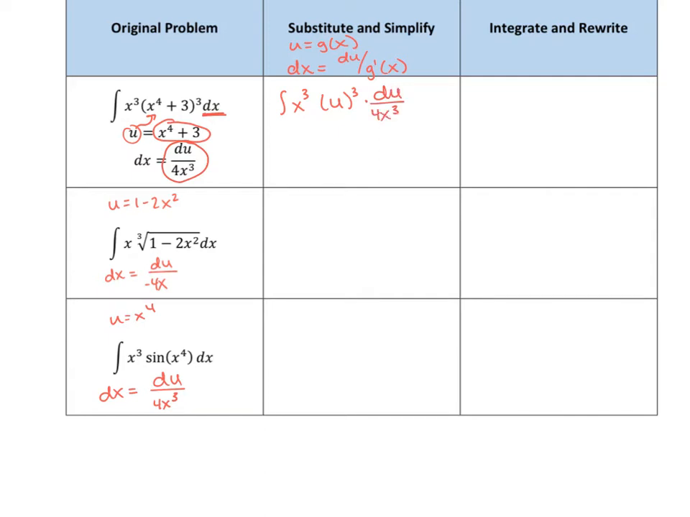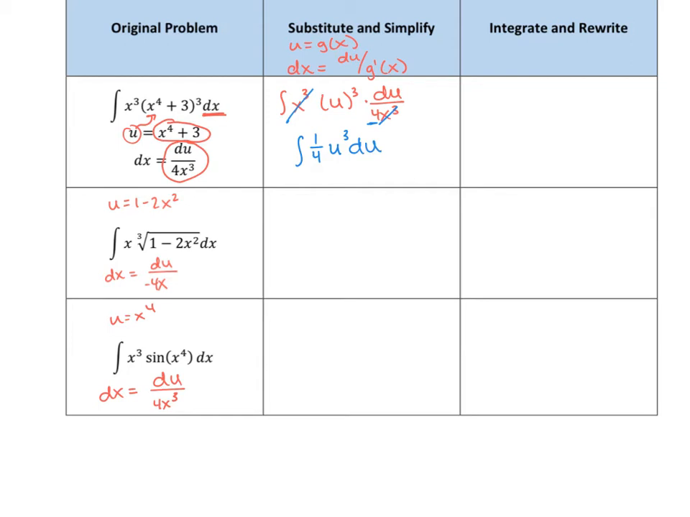So we plug in these two things. We plug in u for g of x, and we rewrite dx with our expression that we found in the last step. Our goal here is to simplify this. So something that we should notice is that this x cubed reduces with that x cubed. And that's our goal. So if I rewrite this 4 in the denominator here, I'm just going to make this a 1/4 coefficient. So I have 1/4 u cubed du.